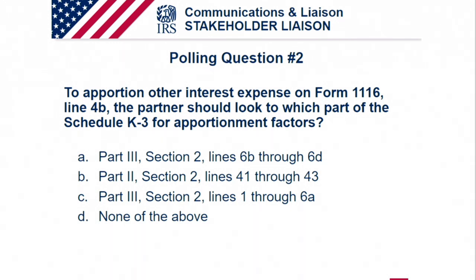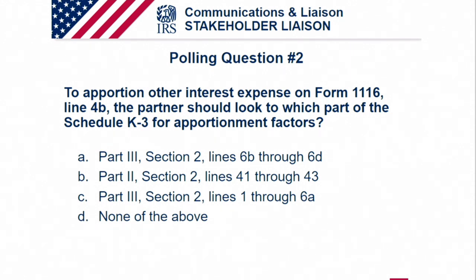K-3 for apportionment factors? A, Part 3, Section 2, lines 6B through 6D. B, Part 2, Section 2, lines 41 through 43. C, Part 3, Section 2, lines 1 through 6A. Or D, none of the above.